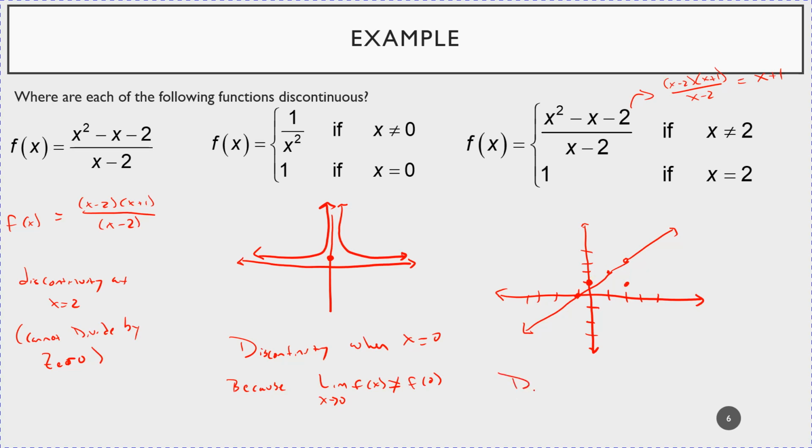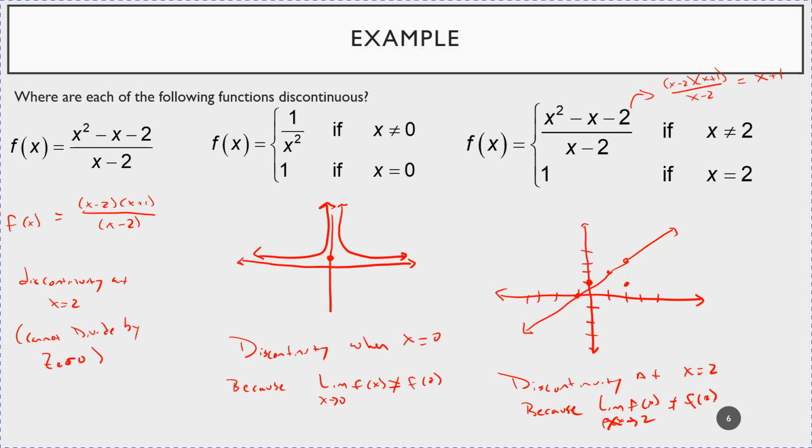So again, we have discontinuity at x is equal to 2 here, again, because the limit of f of x as x approaches 2 does not equal f of 2.